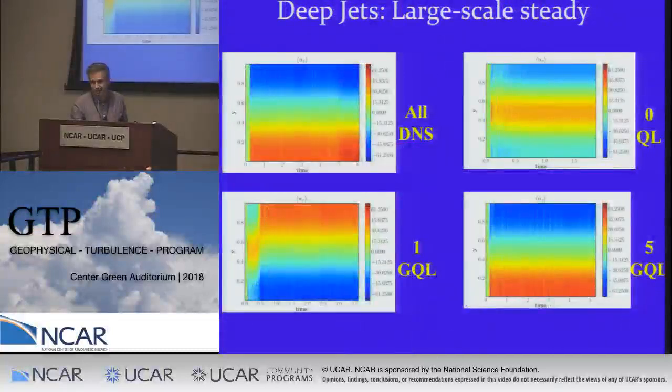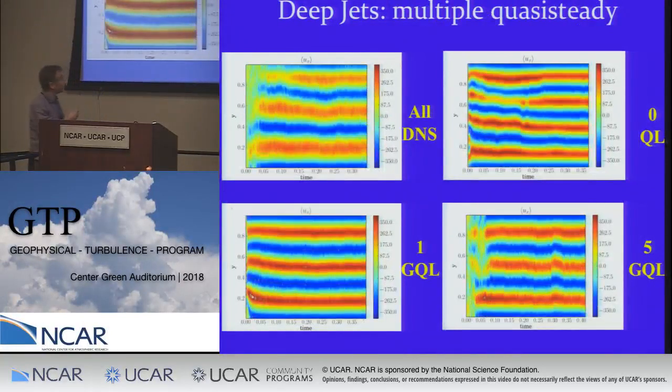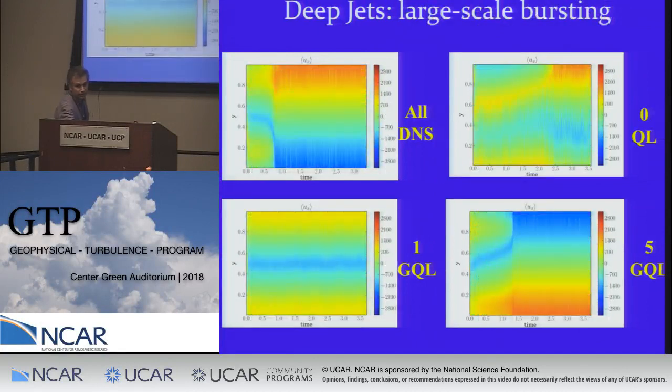I'm rapidly running out of time. In terms of getting the deep, large-scale jets, if you keep all your modes, so you're doing DNS, this is what you get. And even doing GQL with one mode manages to reproduce this, although interestingly, the quasi-linear approximation doesn't. If you have multiple jets, the quasi-linear approximation gives you the wrong number of jets, but even going to one mode in GQL gives you the correct number of jets. To get the bursting behavior, you have to work a little bit harder. I think it's worth saying you probably need to go to five modes in GQL. Actually, 10 or 15 modes is even better.